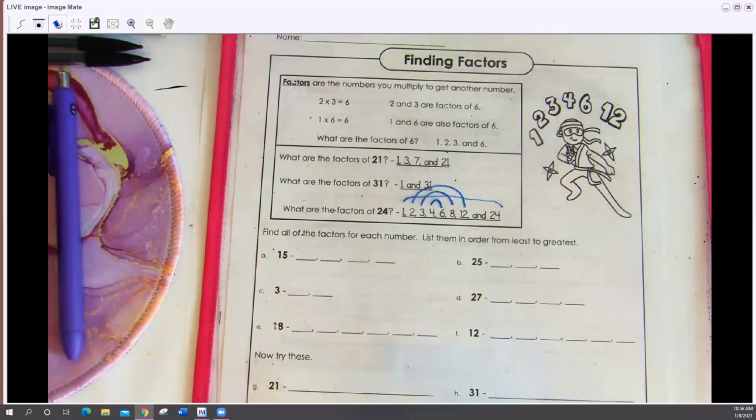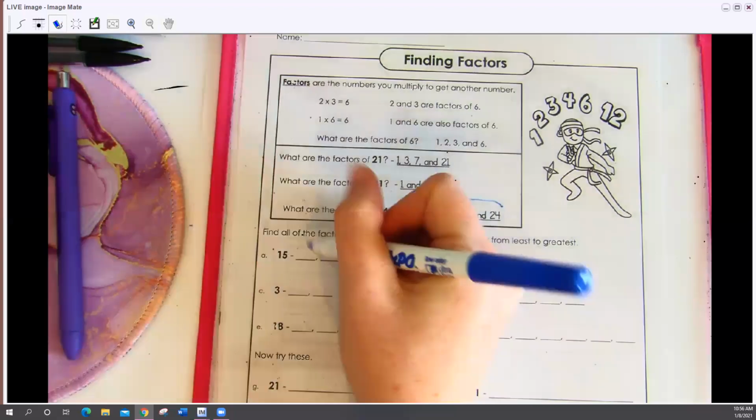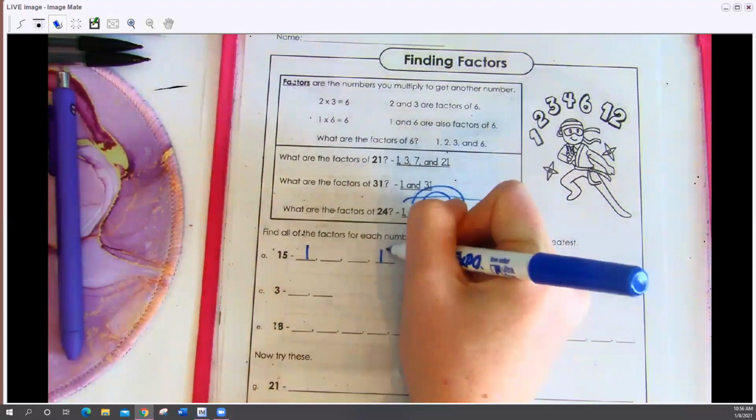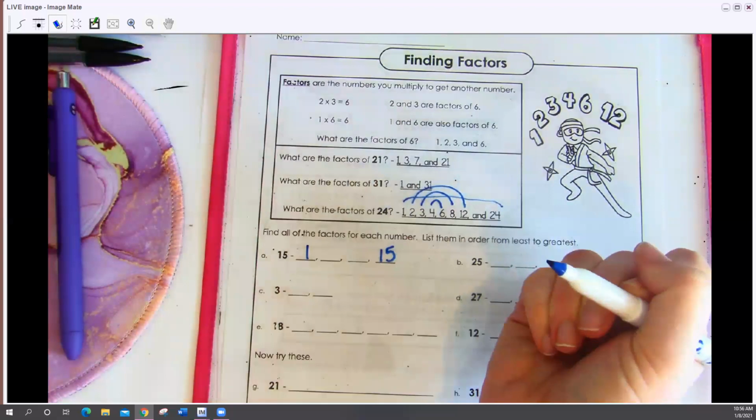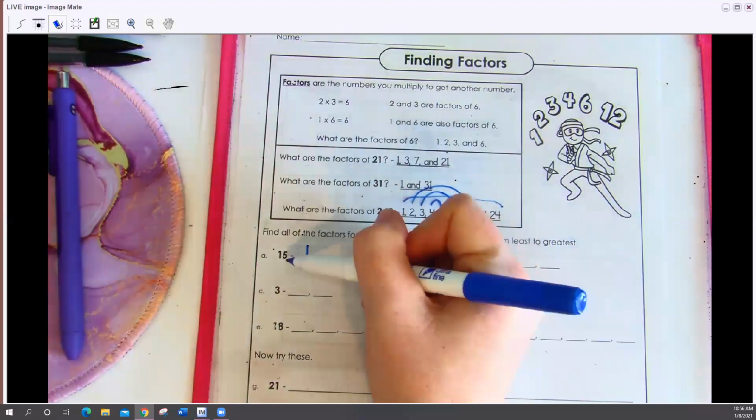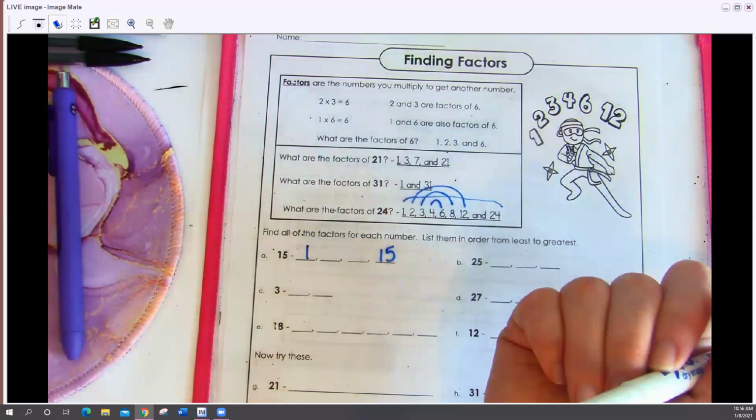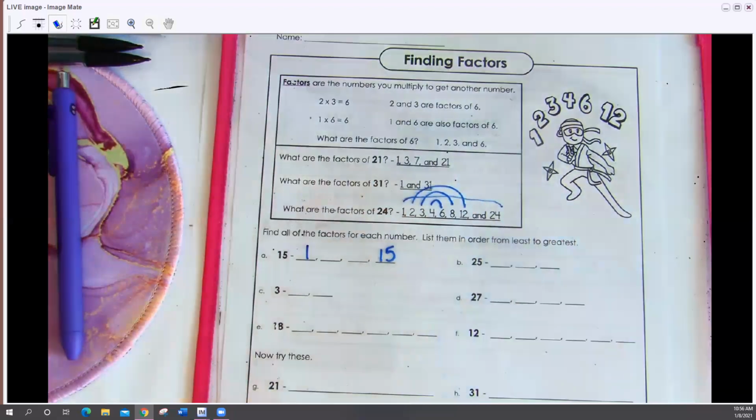So 15, I know that I can do 1 times 15. Right? Because you can always do 1 times whatever the number is.